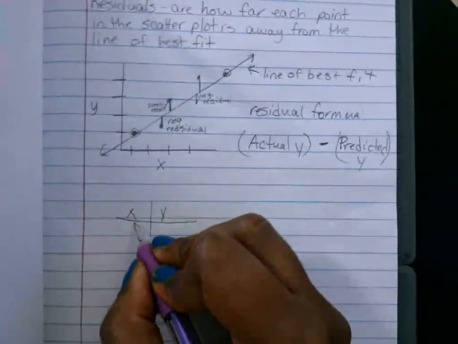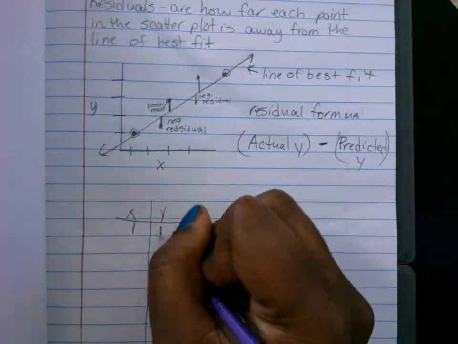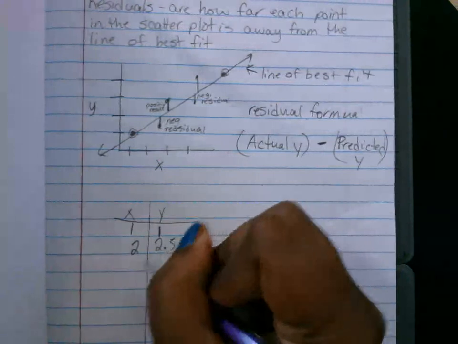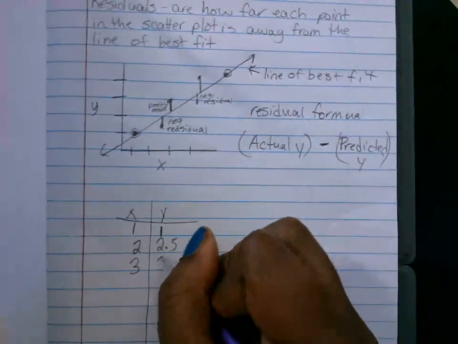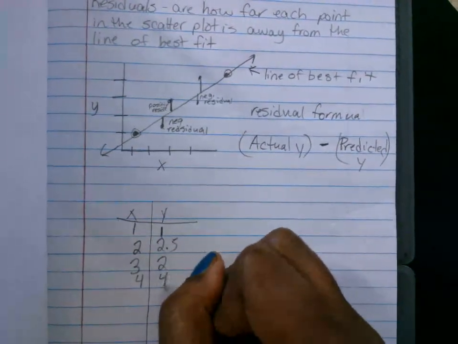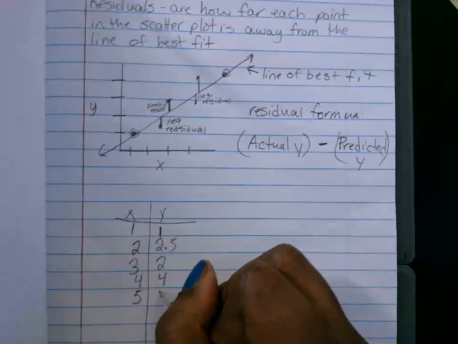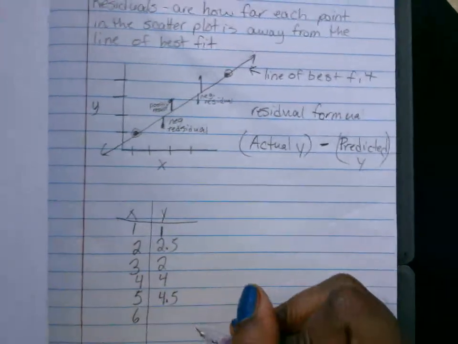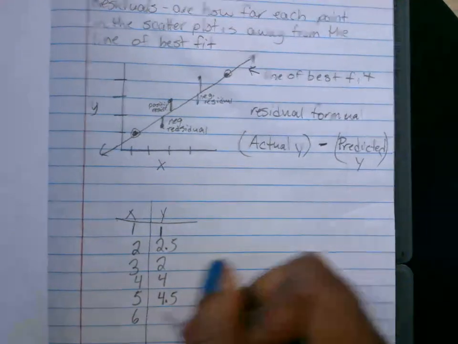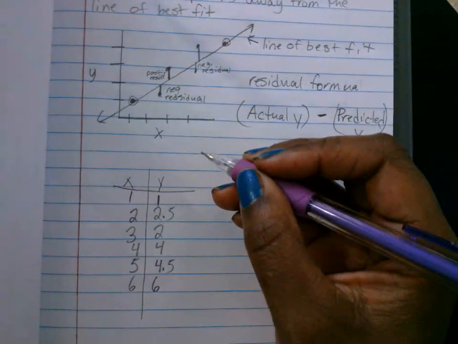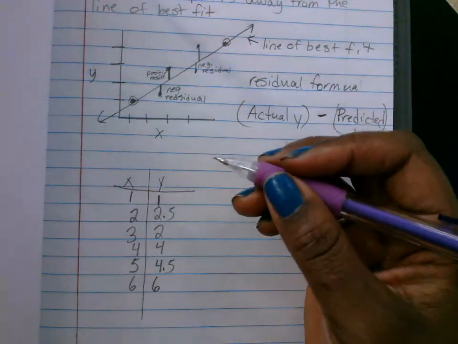So let's do 1 and 1. Let's do 2 and 2.5. Let's do 3 and 2. Let's do 4 and 4. Let's do 5 and 4.5. And let's do one more. Let's do 6 and 6. Will the Y ever be bigger than that? Yeah, it can be. Okay. I didn't know because of the pattern you had. Yeah, because I was trying to make a positive correlation.